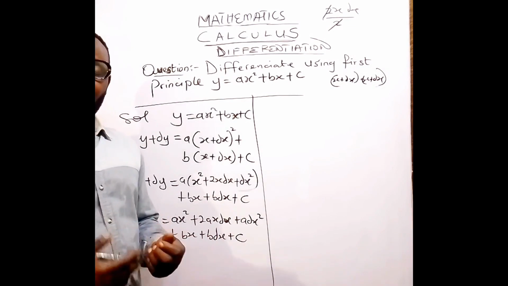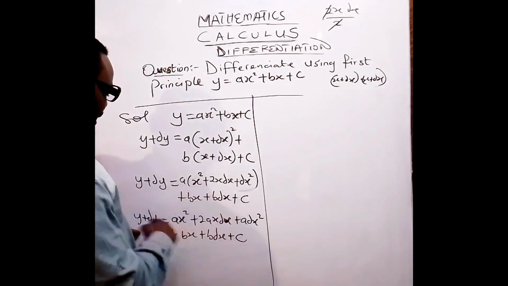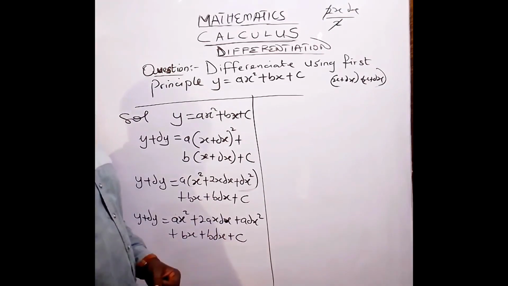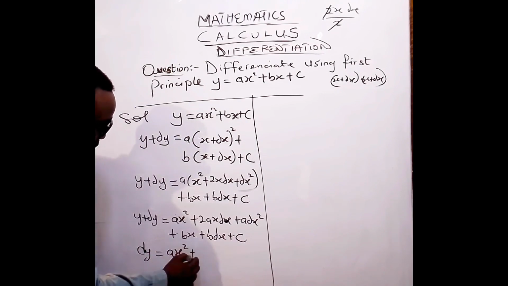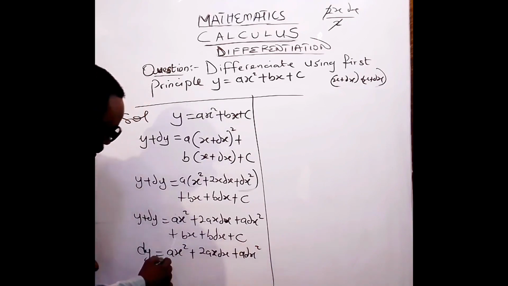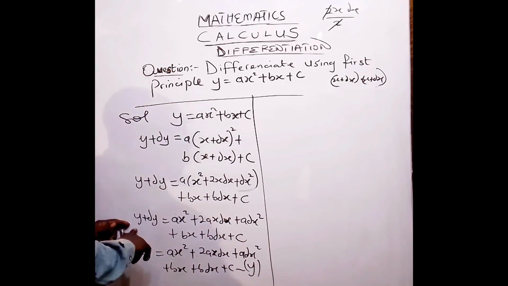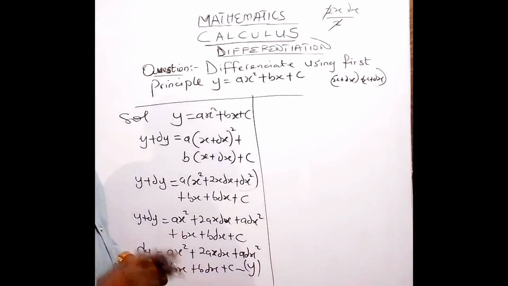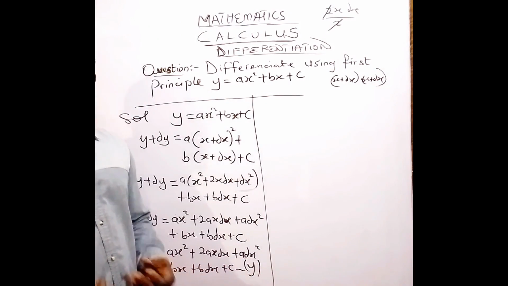Now we are not going to look at the value of the y alone, so we transfer this y to the right hand side. We are going to have dy will be equal to ax squared plus 2ax dx plus a dx squared plus bx plus b dx plus c minus y. You can see that this y has a positive sign here. So when I transfer it to this right hand side, the sign will change to a negative. Note, this y must not be left alone like this. We have to change the value to x.